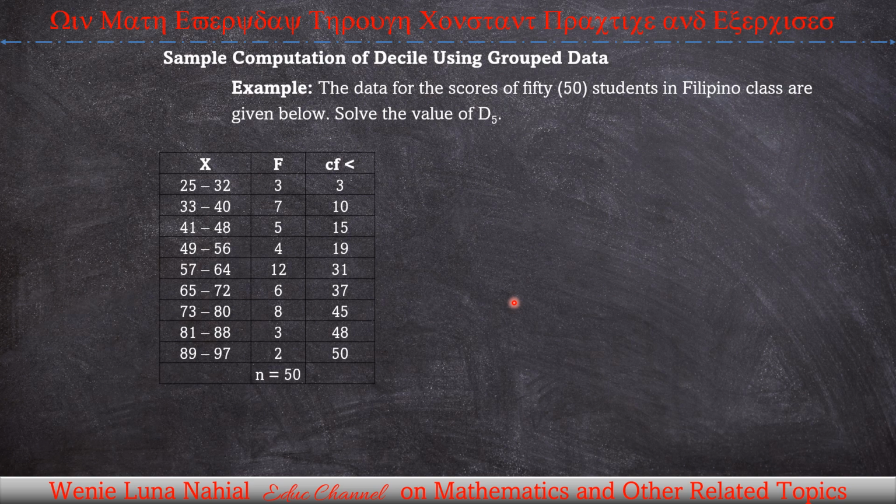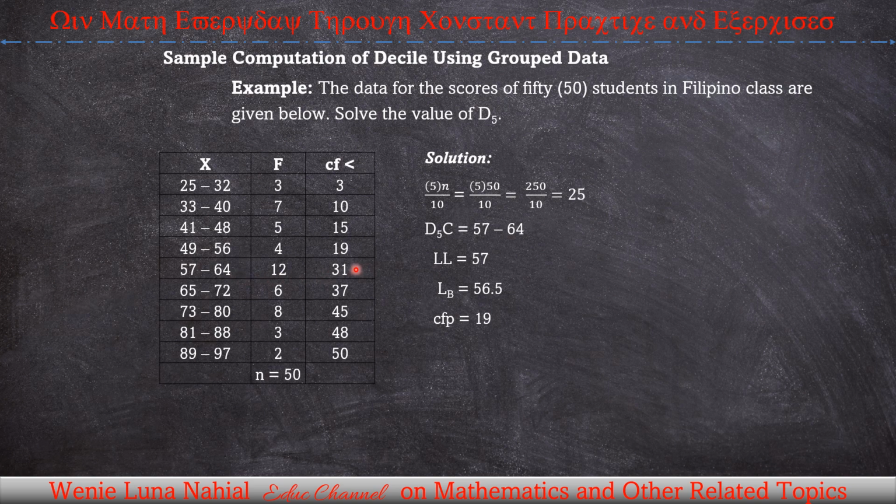So the data for the scores of 50 students in Filipino class are given below. So the same set of observations, the scores of the 50 students in Filipino class. So solution for D sub 5. So 5 times 50, that is 250, over 10, that is 25. So 25, that is less than 31. So our decile class is 57 to 64. So the lower limit is 57. The lower boundary is 56.5.